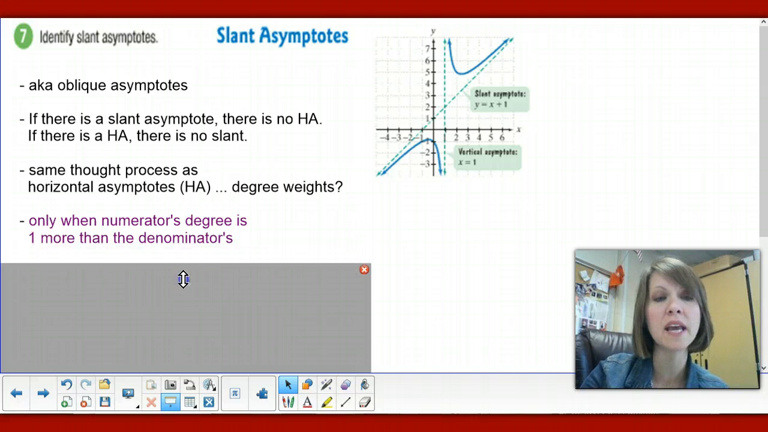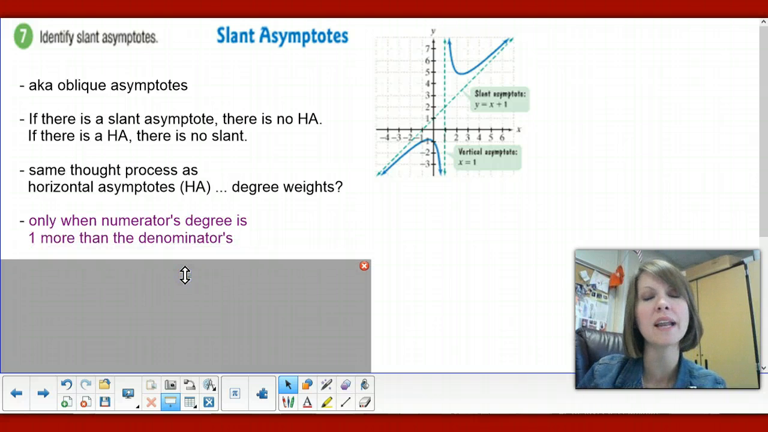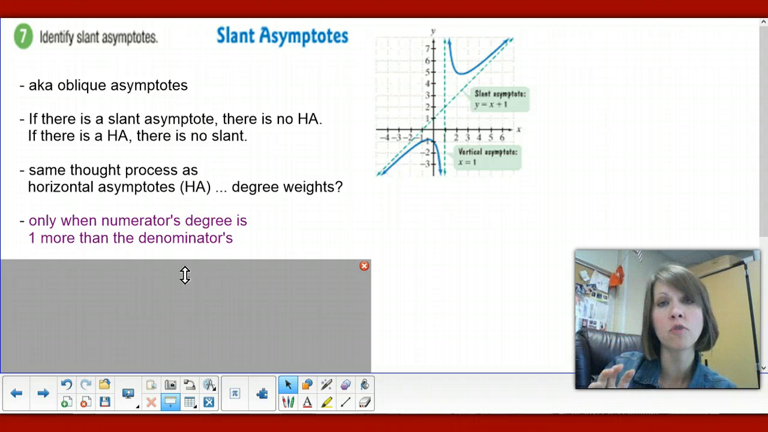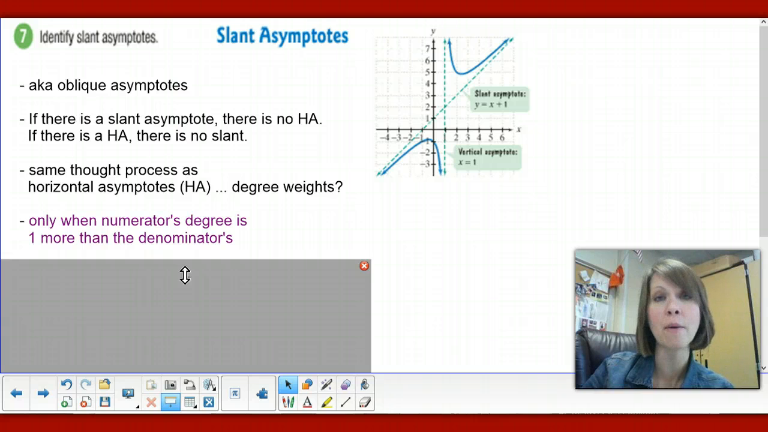We will only get a slant asymptote when the numerator's degree is 1 more than the denominator's degree. So for example, you might have a cubic function over a squared function. That would give a slant asymptote. Or a quadratic over a linear. That would give a slant asymptote. A quintic over a quartic. That would give a slant asymptote.